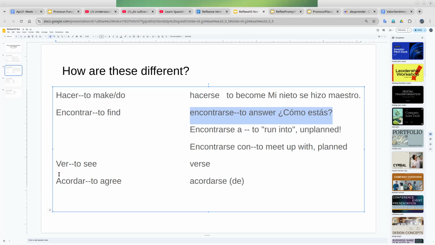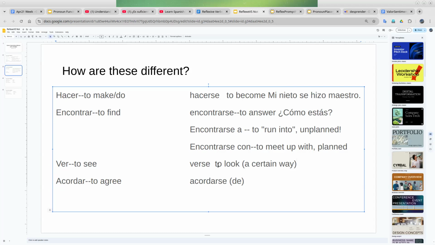Ver means to see. Verse could mean to look at yourself, like in a mirror, maybe, but most often it means to look a certain way. Okay, and it can be as simple as te ves bien. You look good. You look well.